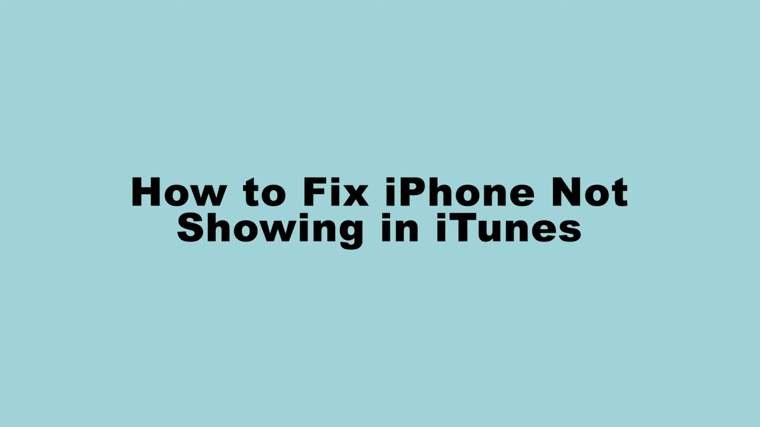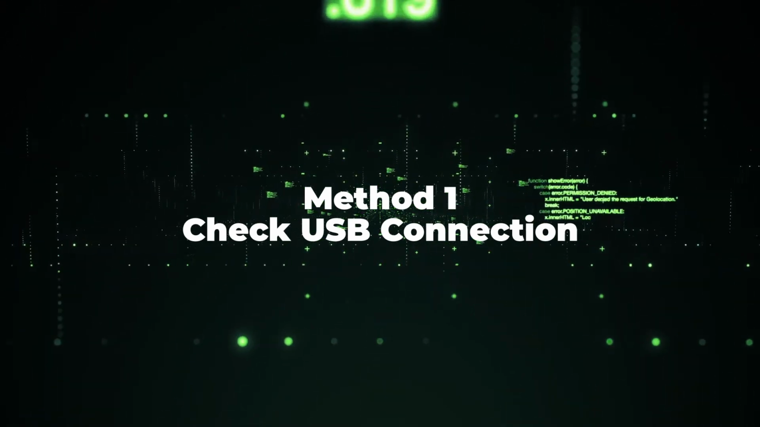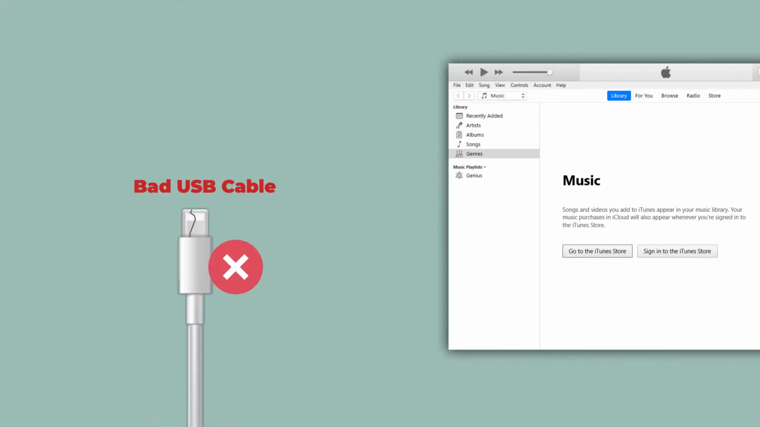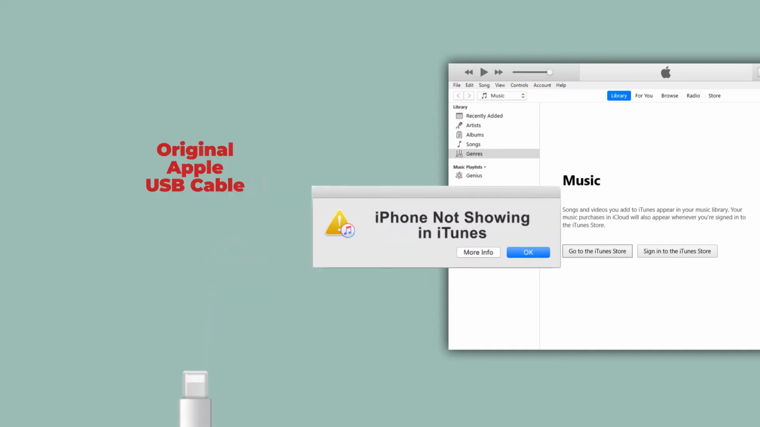In this video, today I'll show you 5 ways to fix iPhone not showing in iTunes. Method 1. Check USB connection. A bad USB cable may cause this issue, so you can use another USB cable, or use the original one made by Apple, or try another USB port while connecting to the computer.